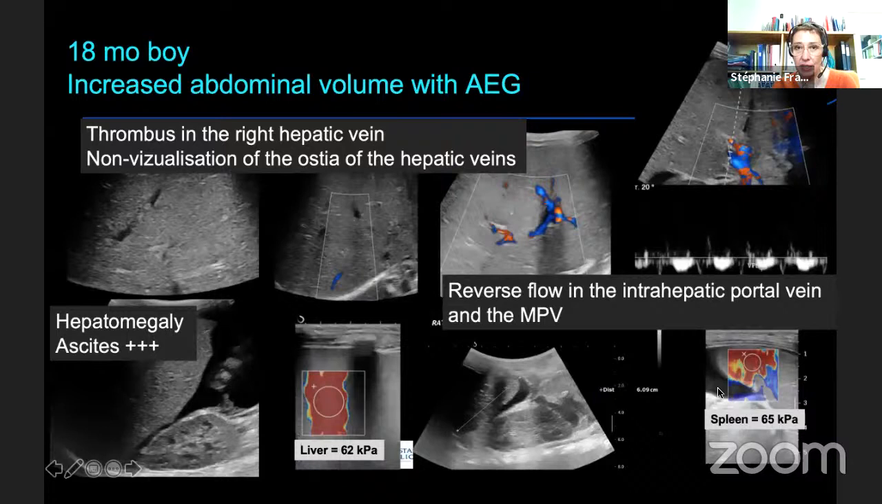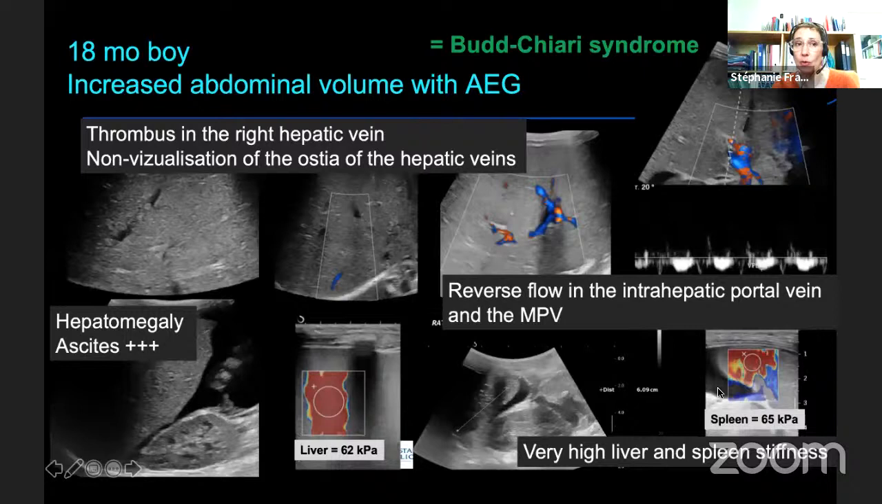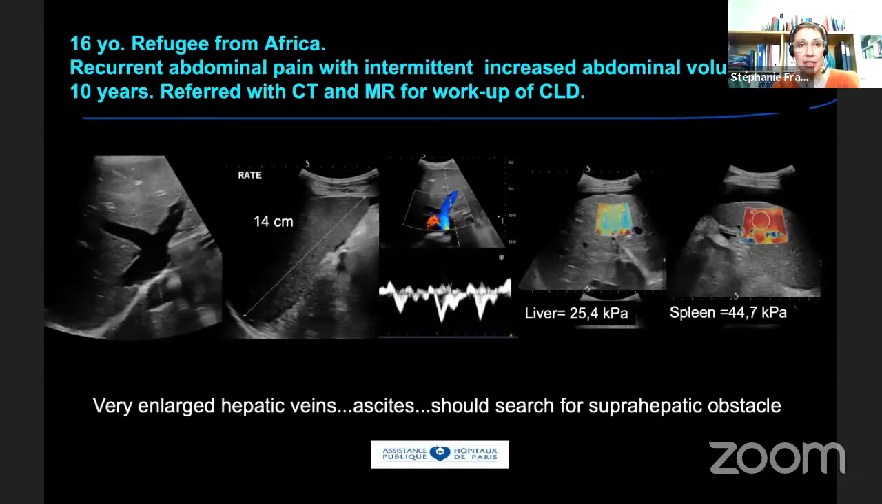So this was a typical case of Budd-Chiari syndrome, but no, not that. This is extremely rare in a pediatric patient, but you can make the diagnosis with the ultrasound. In this case, it was a teenager, a refugee from Africa. He had recurrent abdominal pain with intermittent increased abdominal volume for 10 years. He was referred from another center for the workup of chronic liver disease with a CT and an MRI.